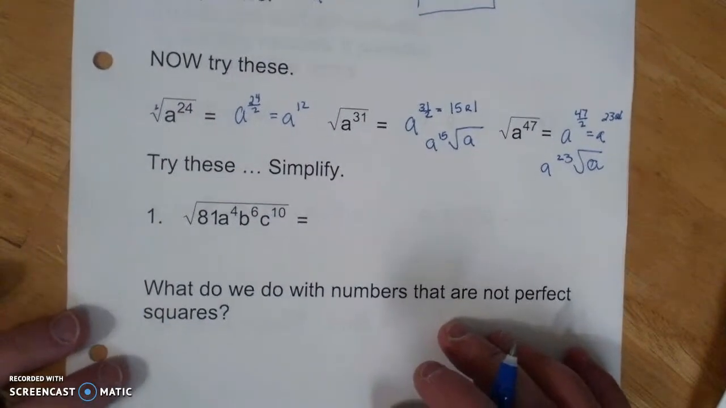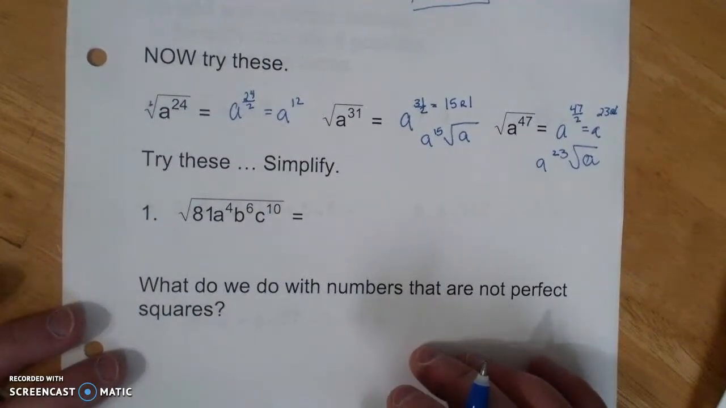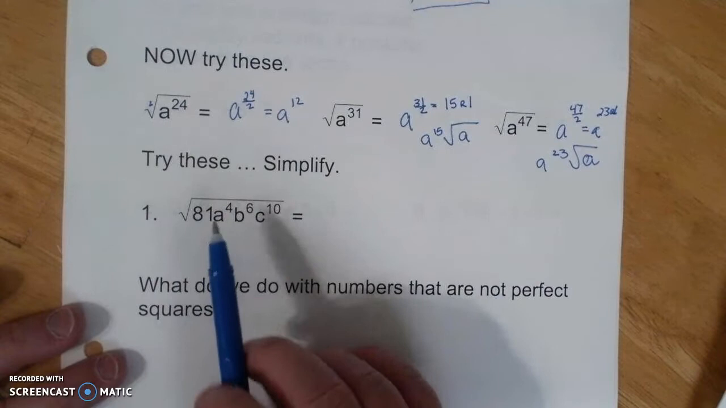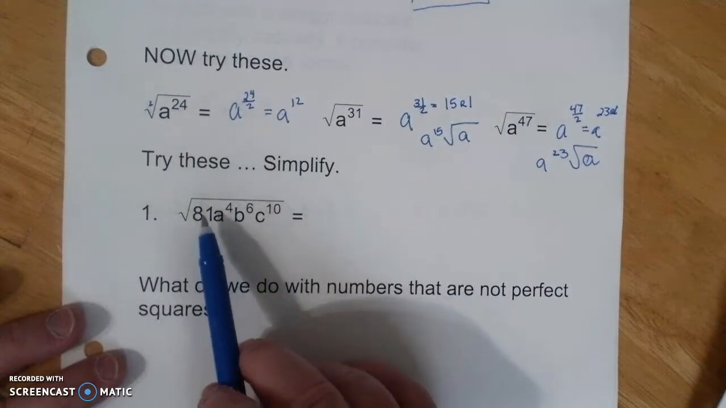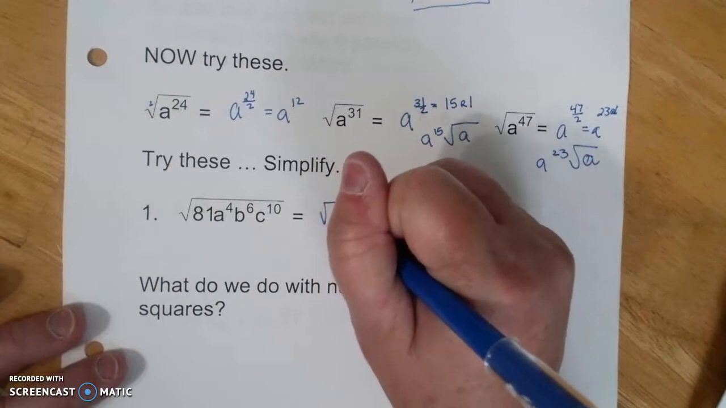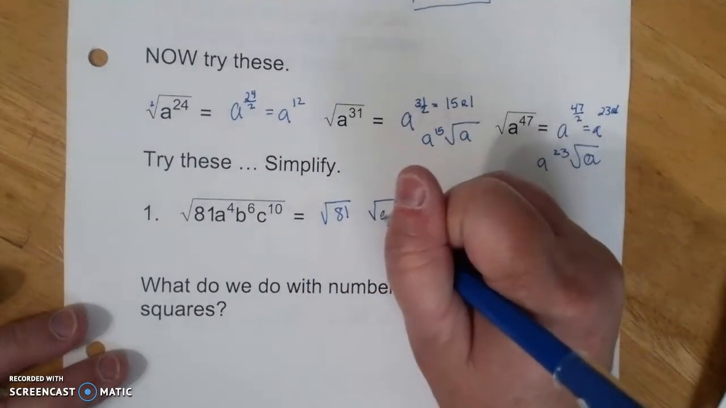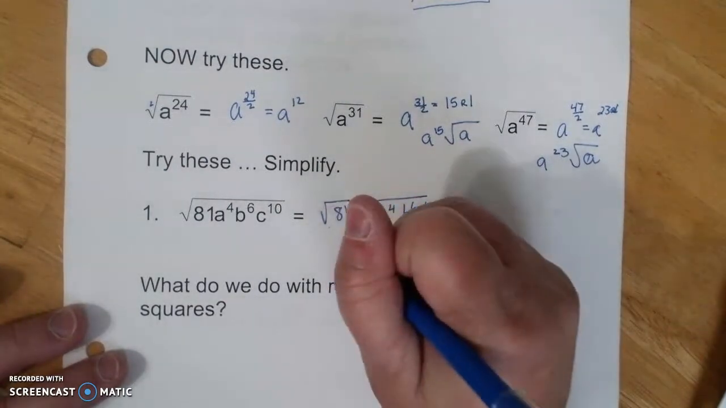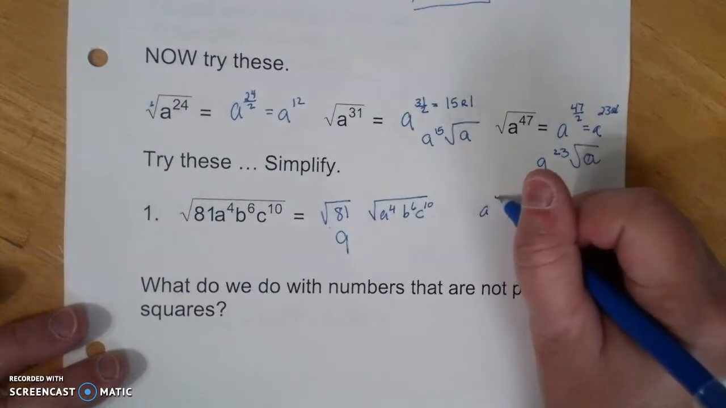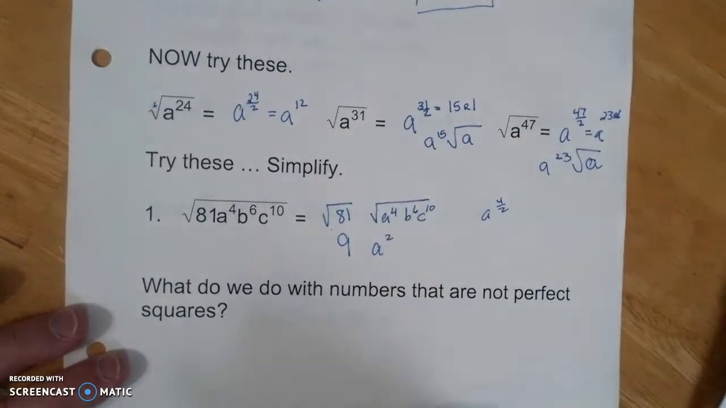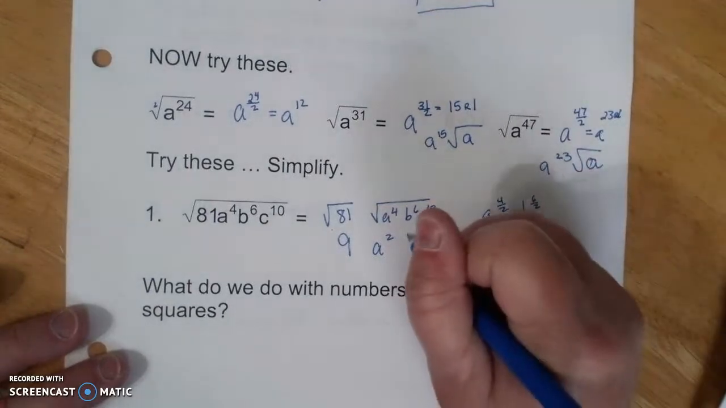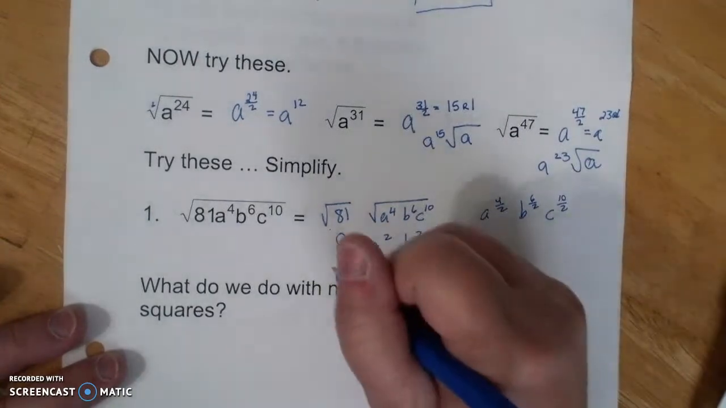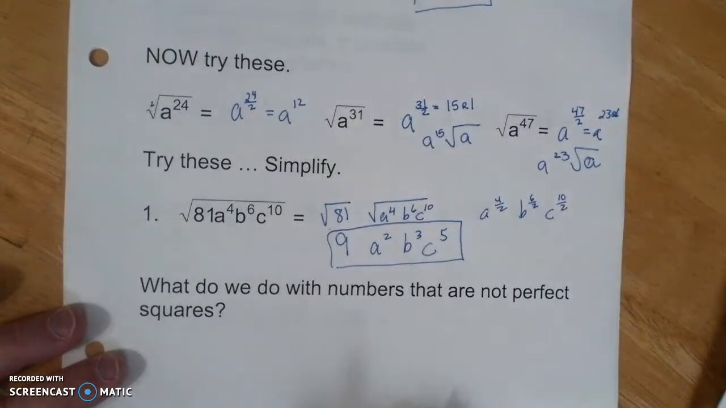Okay, like we did earlier, you deal with sign, you deal with numbers, you deal with letters. So square root of 81 a to the 4th b to the 6th c to the 10th, and I can split this up, square root of 81, and square root of a to the 4th, b to the 6th, c to the 10th. Square root of 81 is 9. A to the 4 divided by 2 is a squared. B to the 6 divided by 2 is b cubed. C to the 10 over 2 is c to the 5th. And that would be your square root.